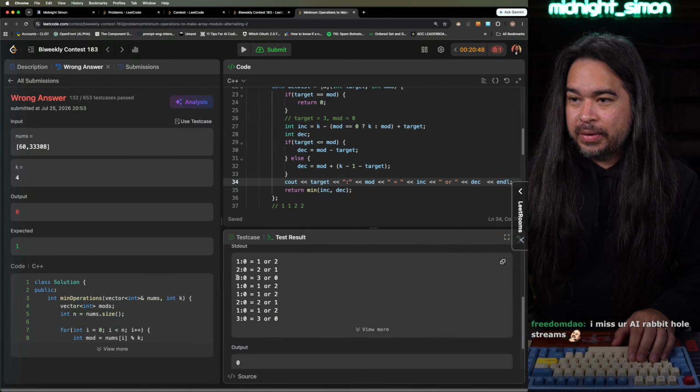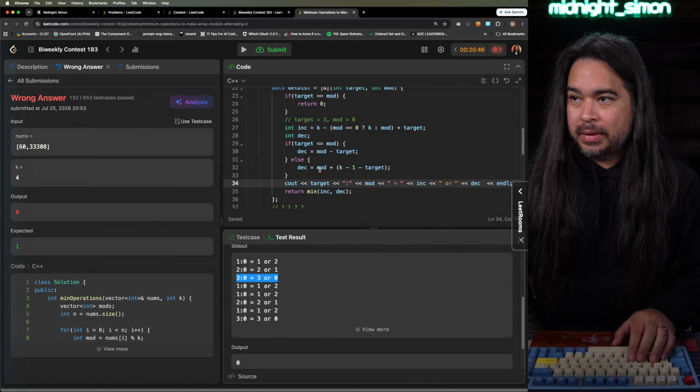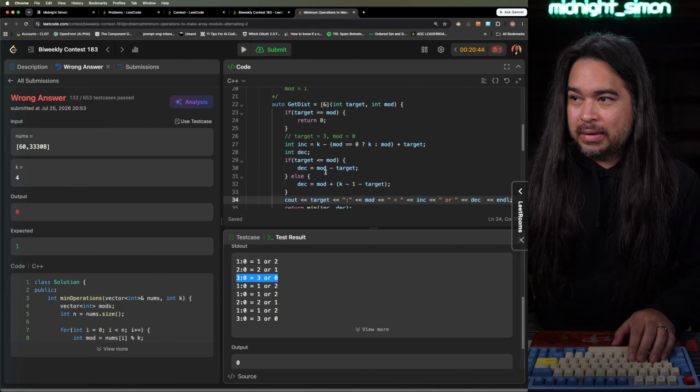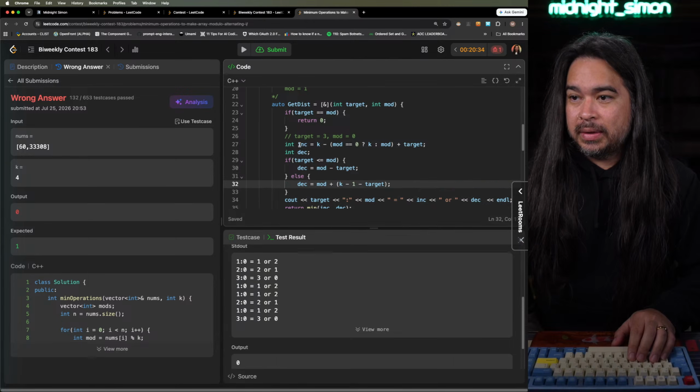Three or 0. So increasing, they're both wrong. So increasing 3 looks right. Decreasing should just be 1.